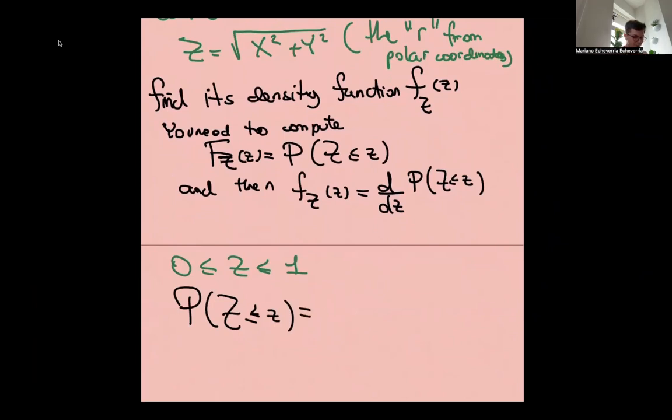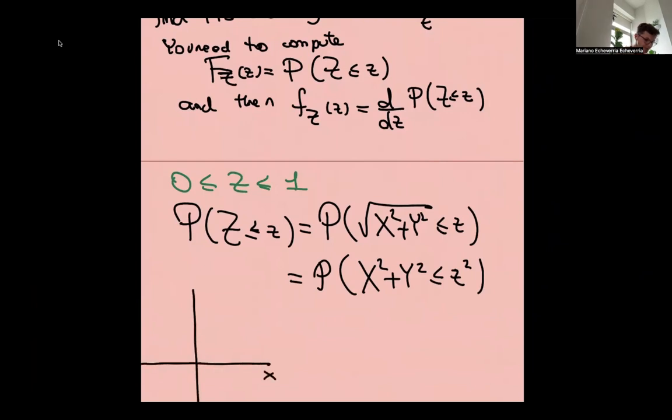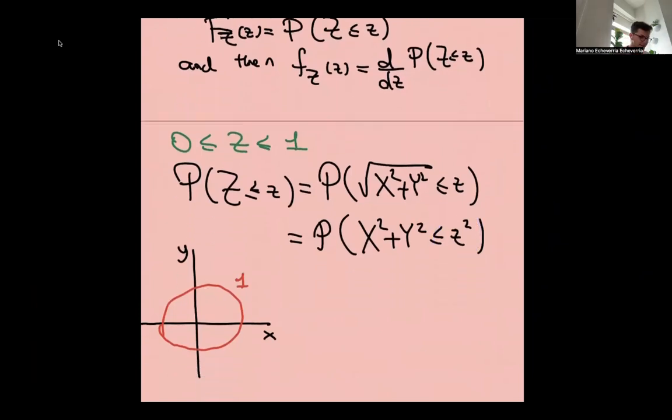Now, this is a probability that the root of x squared plus y squared is less or equal to z, but that's a probability that x squared plus y squared is less or equal to z squared, right? And so now you have to draw this region in the picture. We have the unit disk, and here we have the equation of what? This is the equation of a disk of radius z.